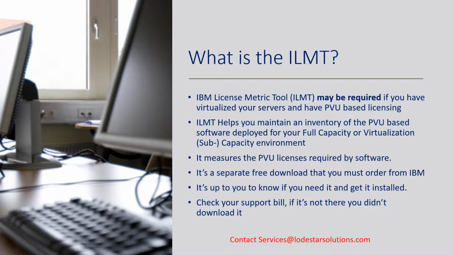So when you first bought the software and you went to download it to install it, it probably was not there. And IBM's kind of changed the rules on this over the years. And if you're an older client, that's probably why you don't have it. How you can check this is grab your last support renewal bill and just see if there's a part there that costs a penny that's called the IBM License Metric Tool. If you do not have it, you do not have it installed because you couldn't download it.